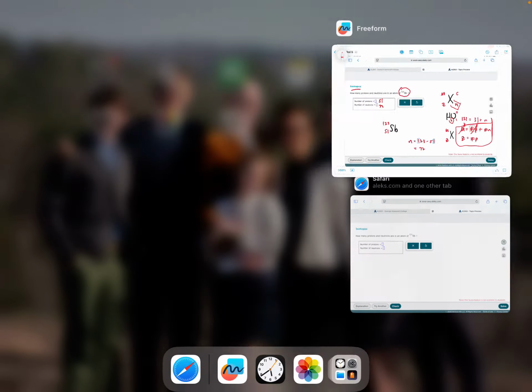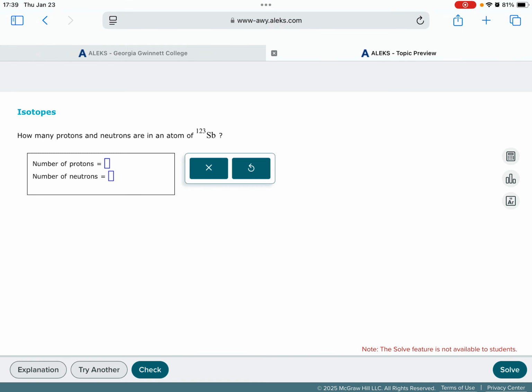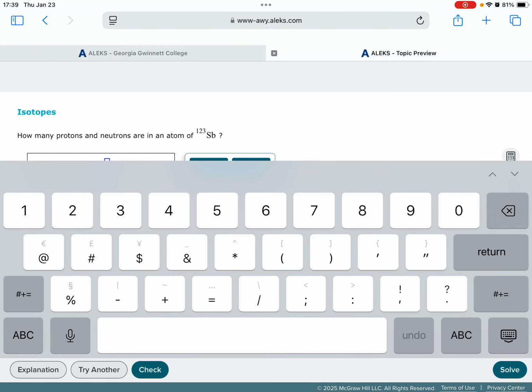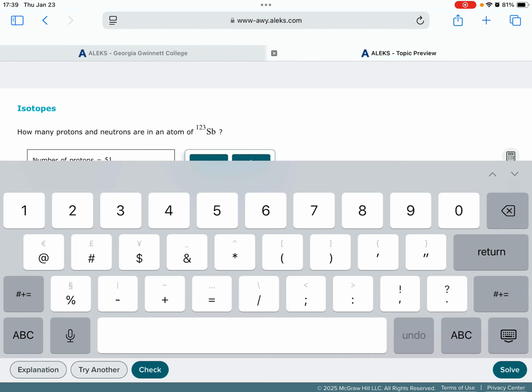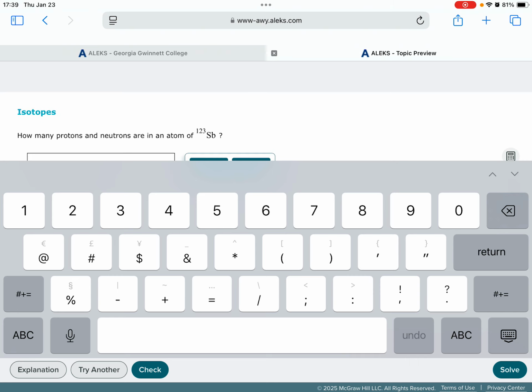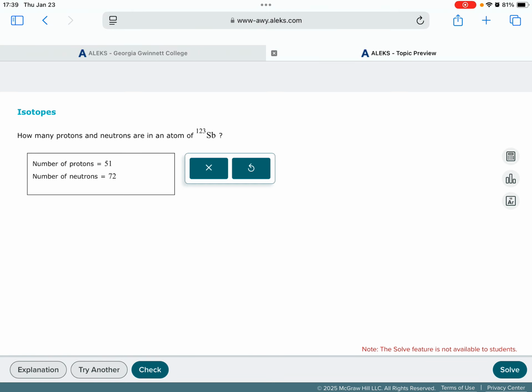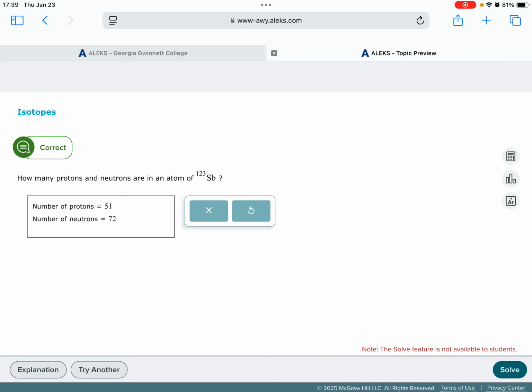Okay. So let's go over here, and let's say the number of protons for antimony is 51 because it's antimony, right? It's always 51. And the number of neutrons, it's a little difficult to see, is 72, right? Okay, let's check that. Let's do one more real quickly. That was kind of fast.